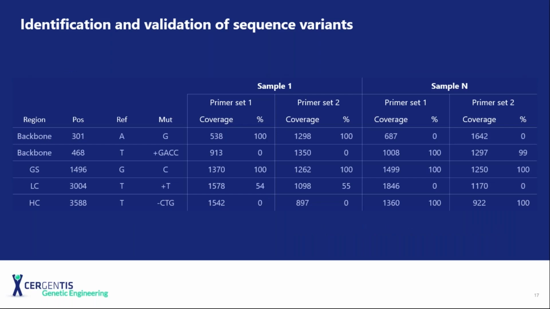And again, this is visualized within our report. So per region of interest, per sample, and per primer set, we provide the reference base pair and the corresponding found mutation, but also the coverage between the two primer sets used for the sample to further characterize these found mutations. And as you see here, we can also identify backbone sequences within transduction experiments.